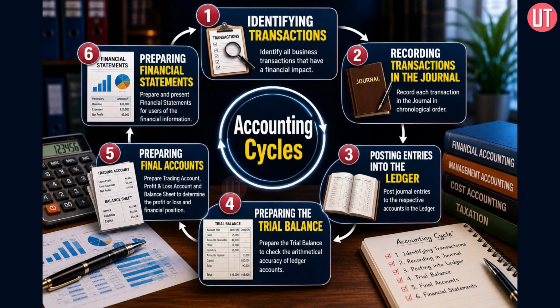Accountancy follows a systematic process called the accounting cycle. The major steps include identifying transactions, recording transactions in the journal, posting entries into the ledger, preparing the trial balance, preparing final accounts, preparing financial statements. This cycle repeats continuously throughout the life of every business.